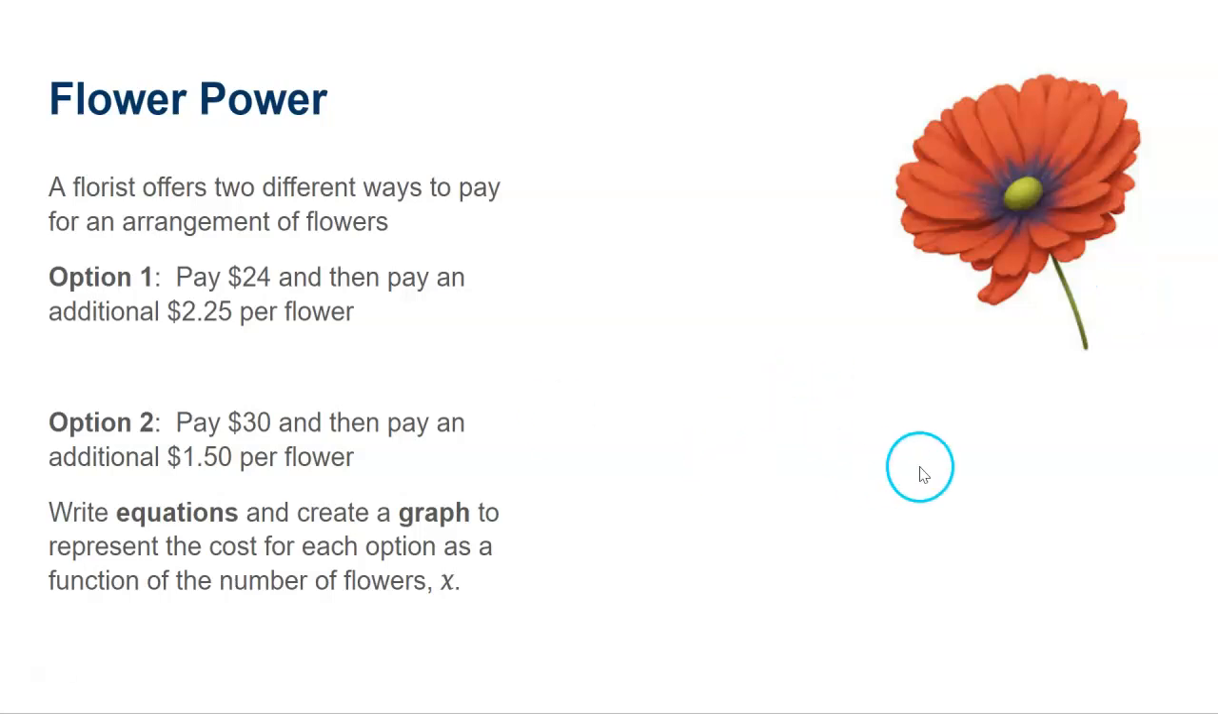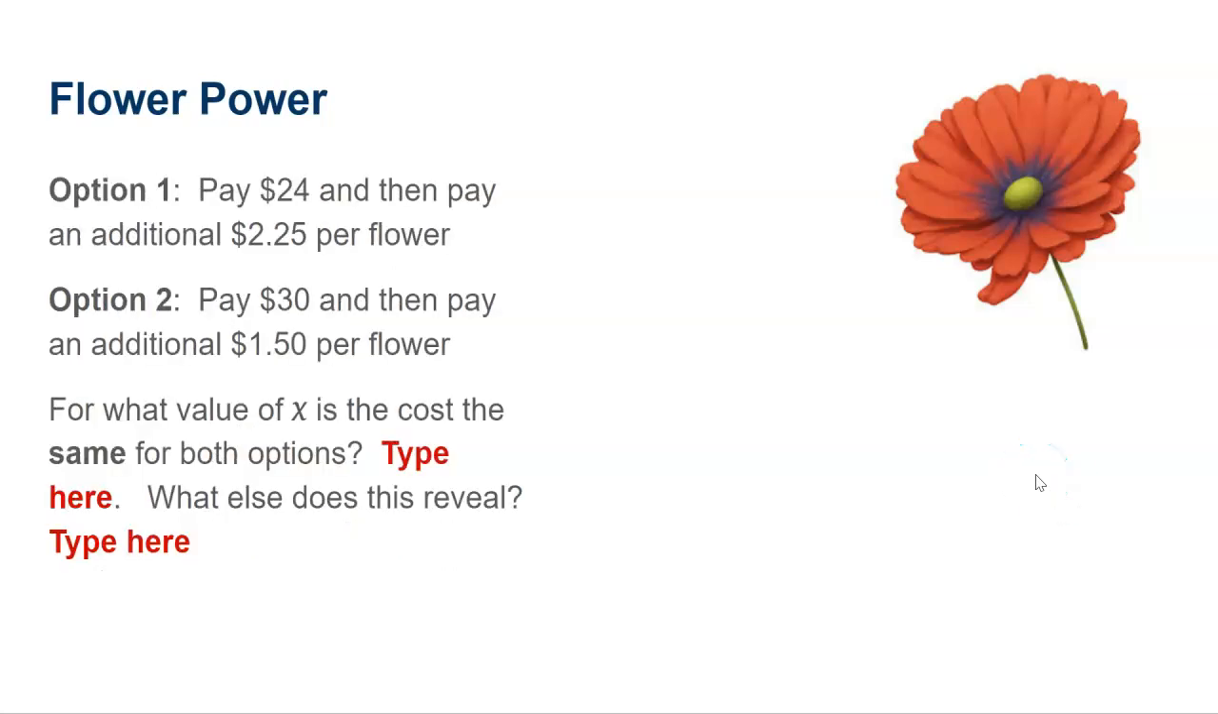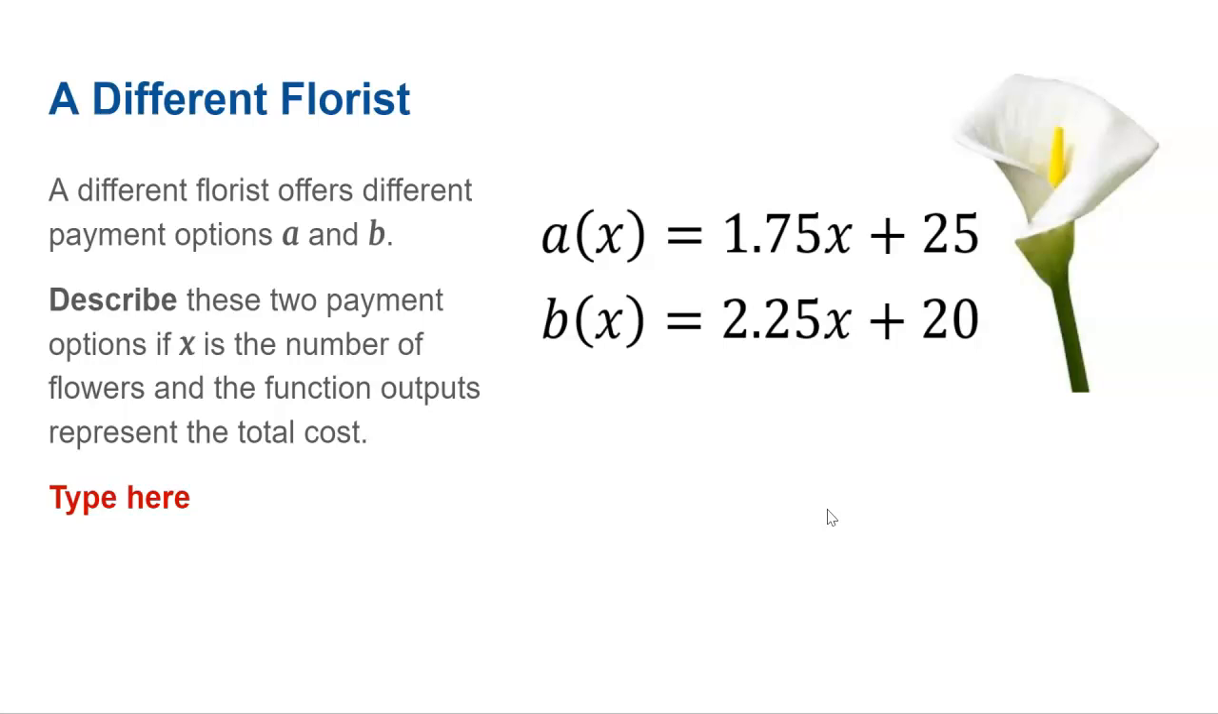Now this flower is beautiful and all, but they could delete that or move it around to get it out of their way. But they will put that on this slide. Now we're back to the same scenario, but this time I'm asking them, for what value of x is the cost the same for both options? And what does that reveal in this context? Like, how many flowers is this? And what are they paying? So they need to tell me what it means in context, and they should give me an actual number for their x value.